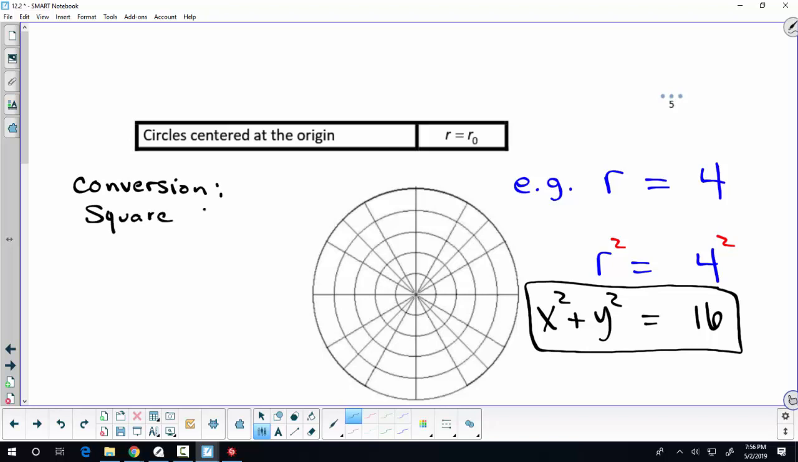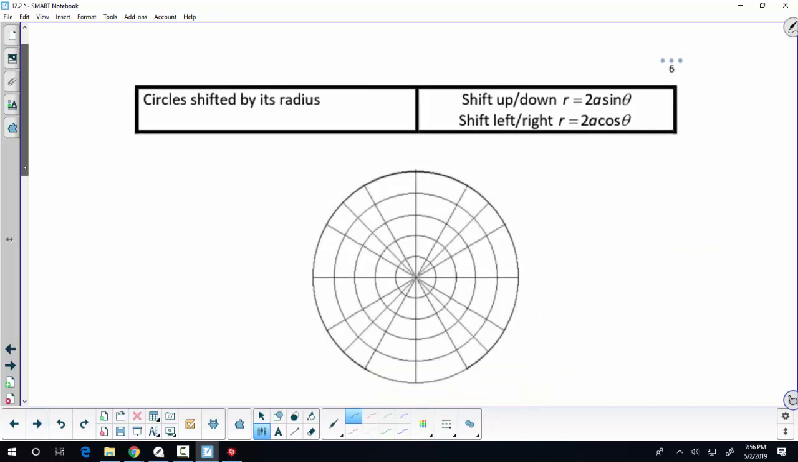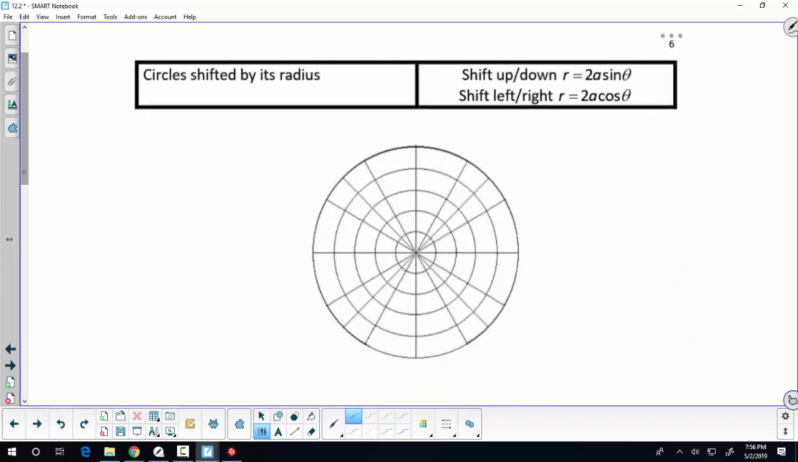Our conversion is to just square both sides and write r squared as x squared plus y squared. Easy enough? So the circle shifted either horizontally or vertically, but not both. There is a way to describe a circle shifted both horizontally and vertically, but we're not going to deal with any of those.